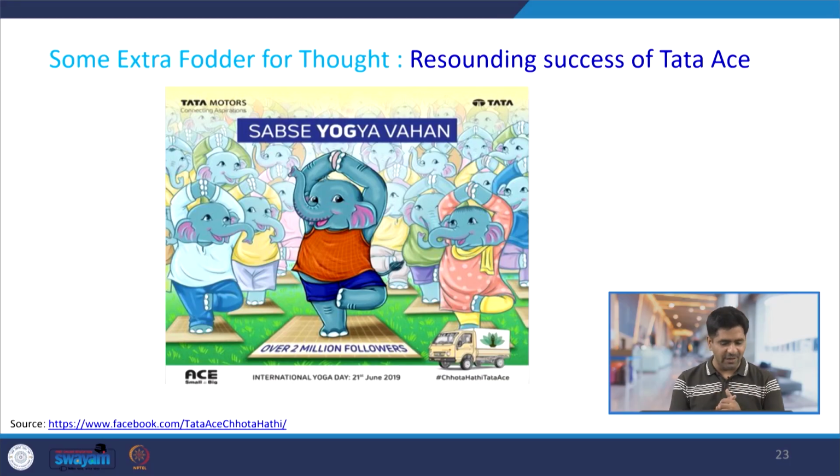Now as we move further, I think we are getting to the part which I am more excited about, which is one of the sections that I also have in my other lectures, some extra fodder for thought. In this session, we will be discussing the resounding success of Tata Ace. Just look at the image. How exciting is it? Tata Ace has been considered as the Sabse Yogya Vahan, and we also have this Chota Hathi, who in a way is a kind of brand ambassador for this product.